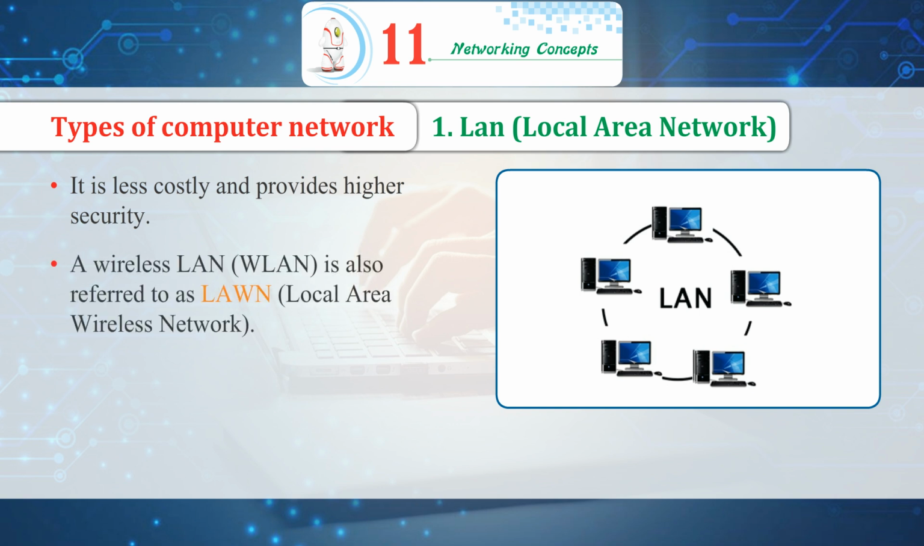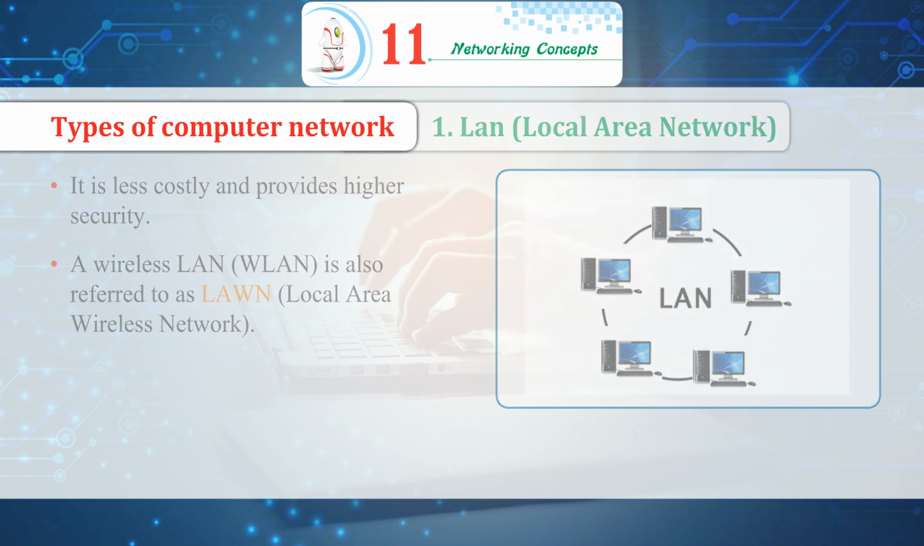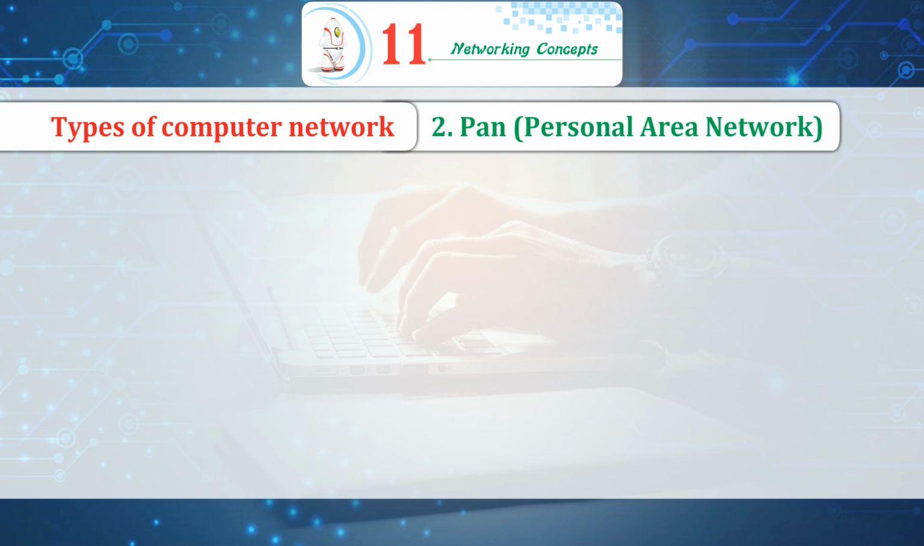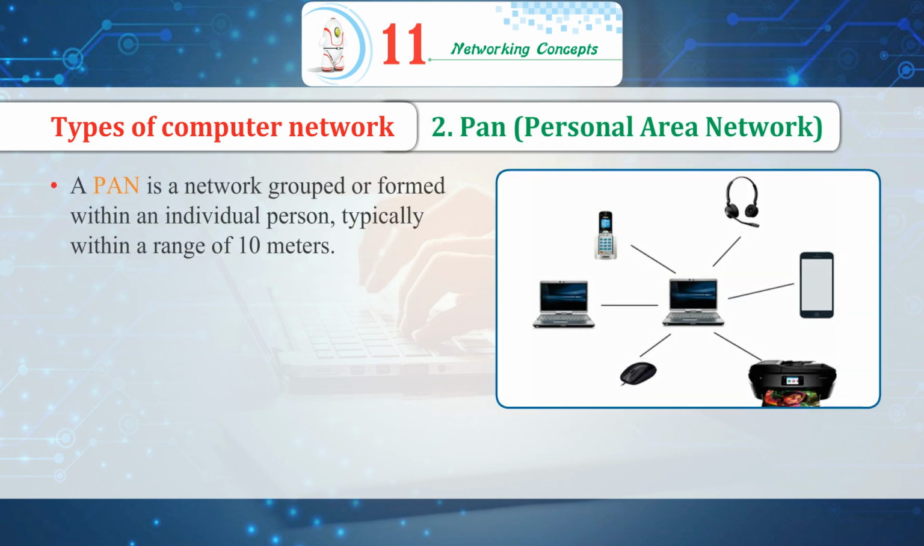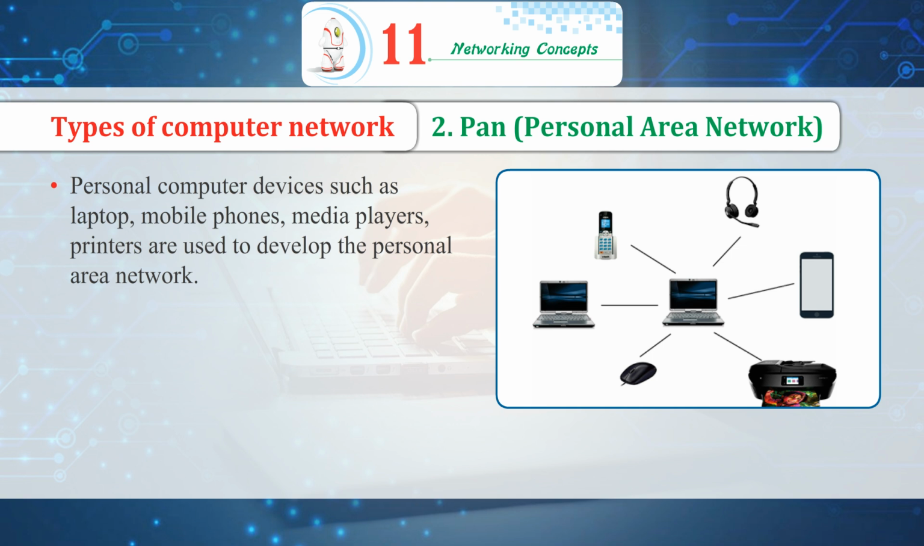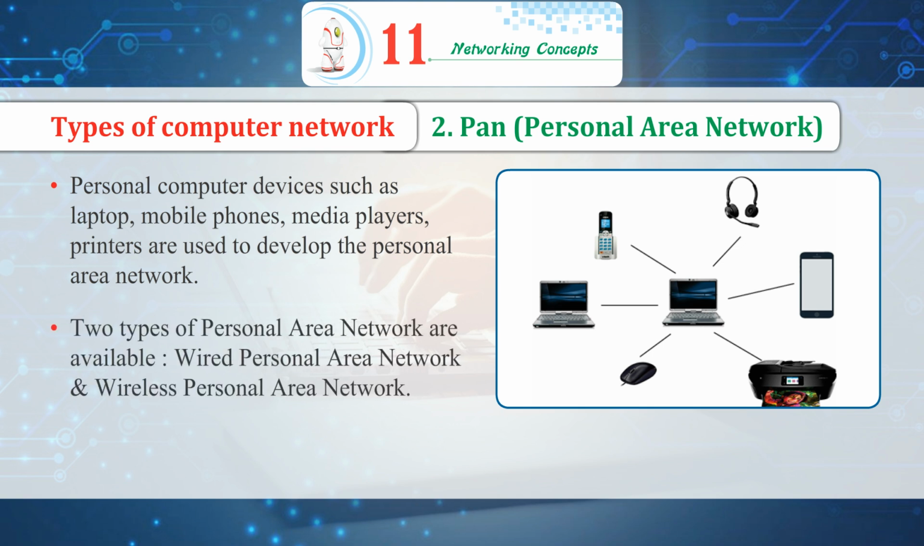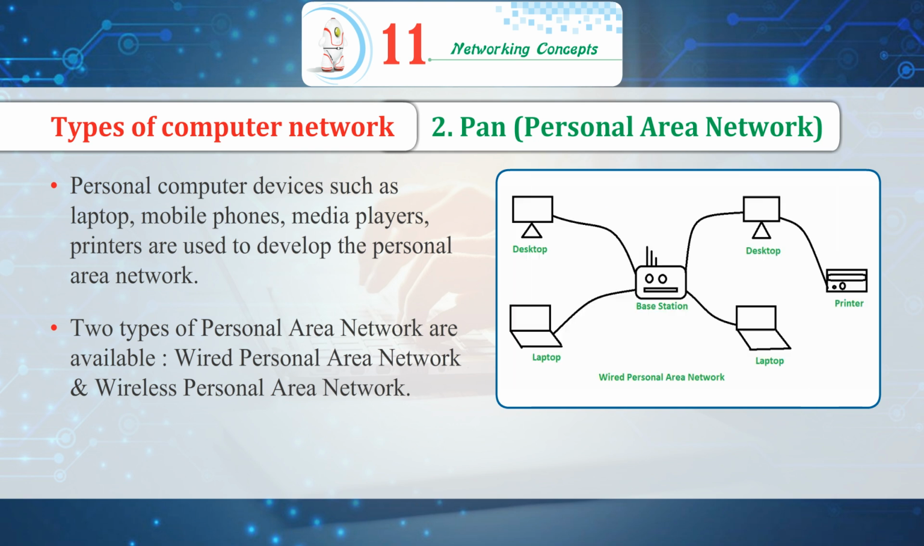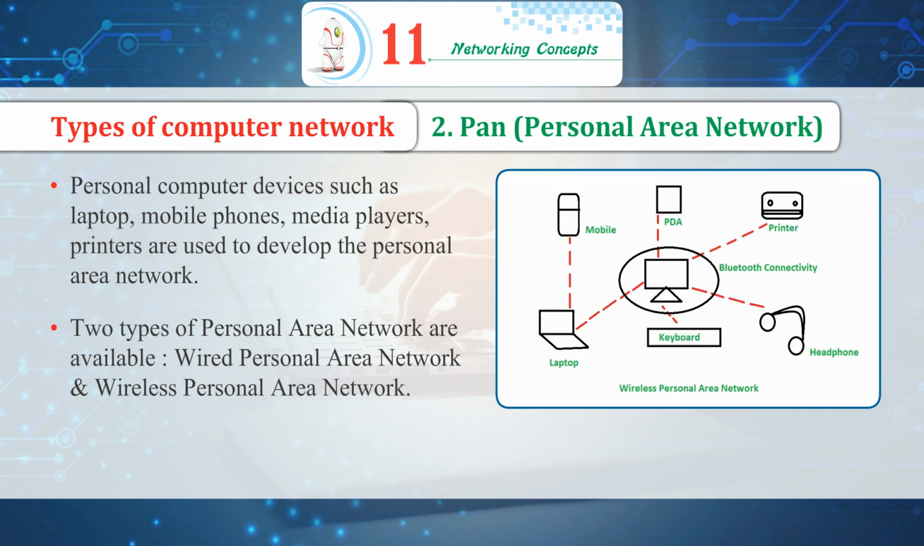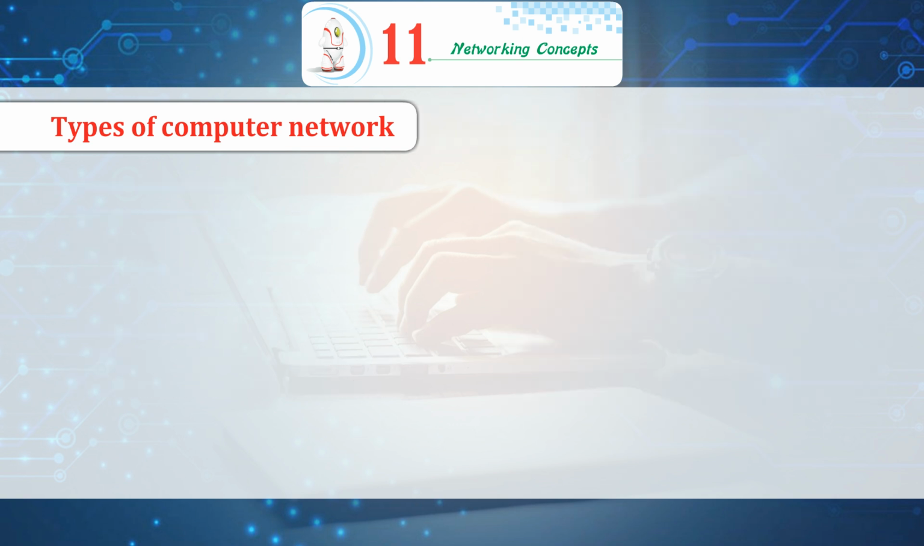A wireless LAN or WLAN is also referred to as local area wireless network. 2. PAN, Personal Area Network. A PAN is a network formed around an individual person, typically within a range of 10 meters. Personal Area Network covers an area of 30 feet. Personal computer devices such as laptops, mobile phones, media players, printers are used to develop the personal area network. Two types of personal area network are available: wired personal area network and wireless personal area network.